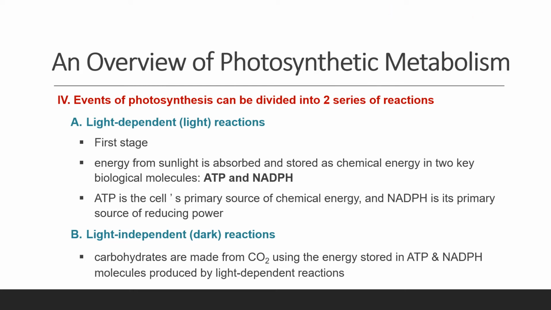So, the events of photosynthesis can be divided into two series of reactions. The first one would be the light-dependent or the light reaction. This is the first stage of photosynthesis, wherein energy from sunlight is absorbed and stored as chemical energy into two key biological molecules we know as ATP and NADPH. ATP is the cell's primary source of chemical energy, and NADPH is its primary source of reducing power.